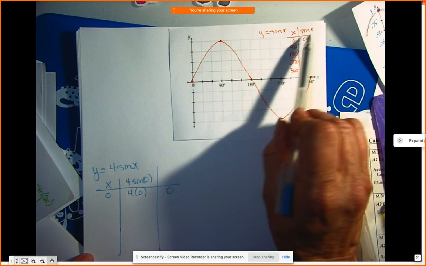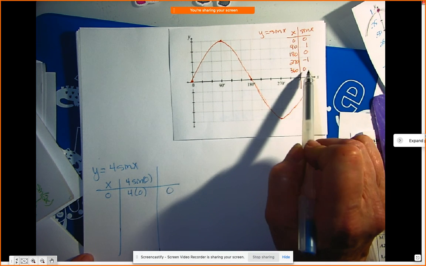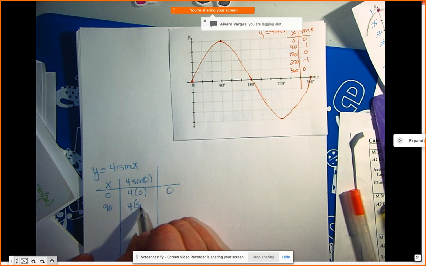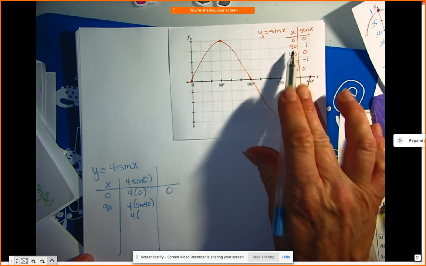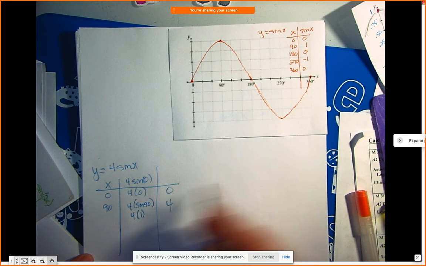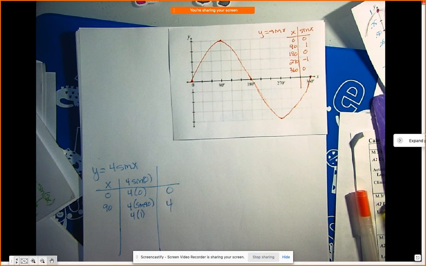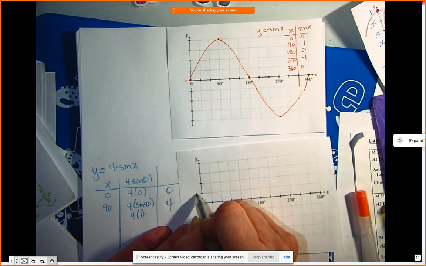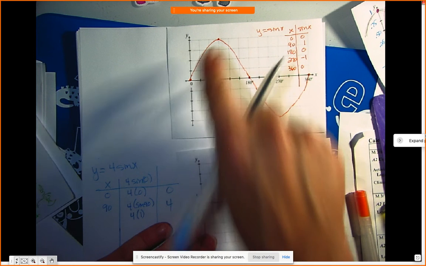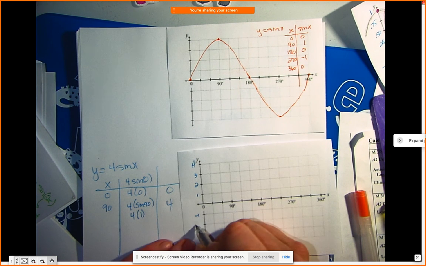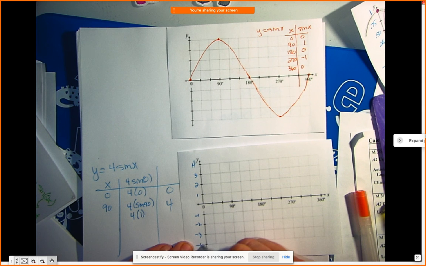Okay, so basically it's going to take this column and multiply it times 4. So at 90 degrees, I'm going to have 4 times the sine of 90. Well, the sine of 90 happens to be 1. 4 times 1 is 4. Okay, and I'm going to graph this. I've got some graph paper here. And I'm going to call this a 1 now, because I can't do it on that paper. 2, 3, 4, -1, -2, -3, -4.